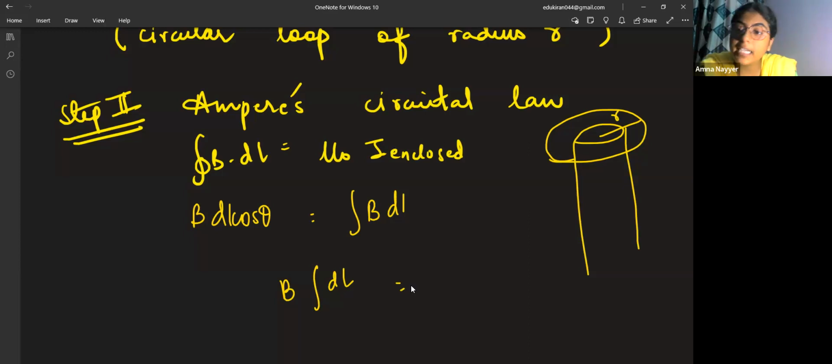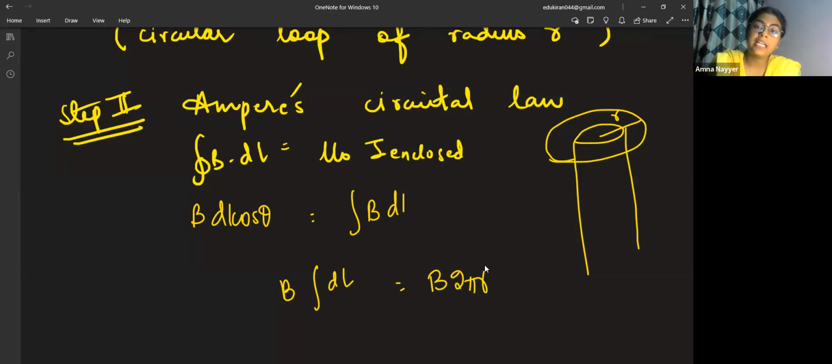When you are taking dl, do not calculate the entire surface area of the wire. No, when you have considered an Amperian loop for Ampere's circuital law, then everything will be from that Amperian loop only. Suppose this is the wire, I won't consider all the length of this wire. If I'm taking the integral of dl, where the magnetic field is already constant, it means dl for this Amperian loop is 2 pi r only. So this becomes B into 2 pi r.